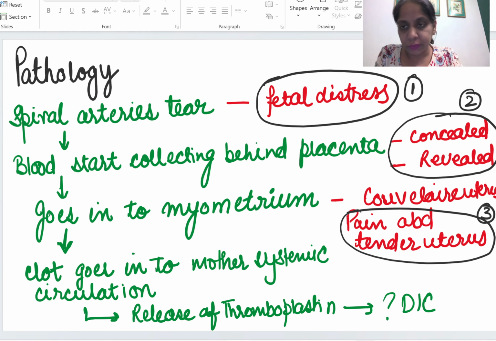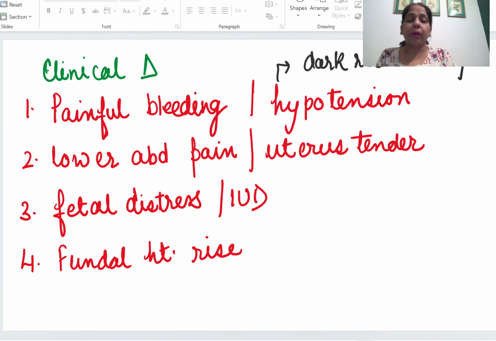Okay, so that was all about the clinical triad: painful bleeding, lower abdomen pain and fetal distress. The painful bleeding is usually dark red in color because it has come after clotting. If it is concealed, it can lead to hypotension, lower abdomen pain, a tender uterus, fetal distress and IUD. And because there is a collection of blood in the myometrium, the fundal height increases. Okay, fundal height increases.